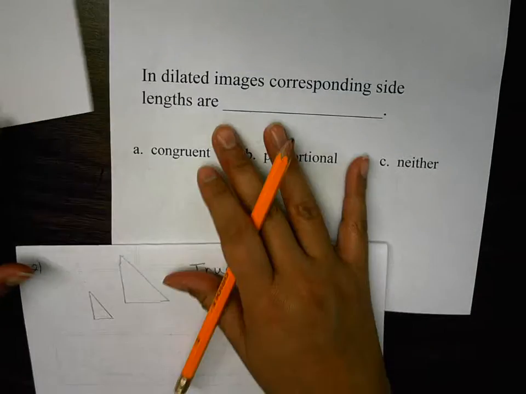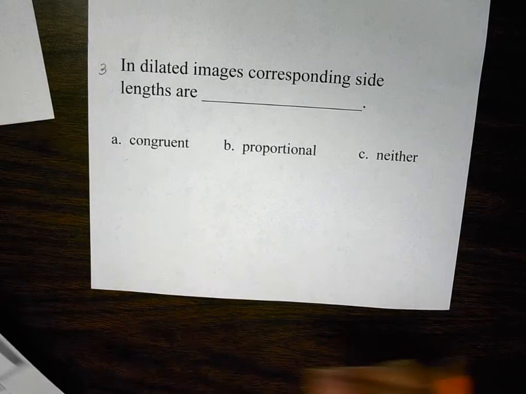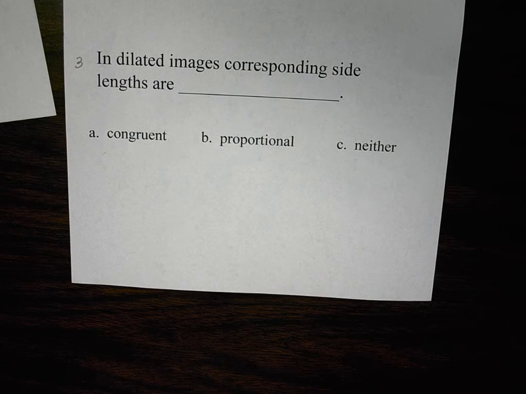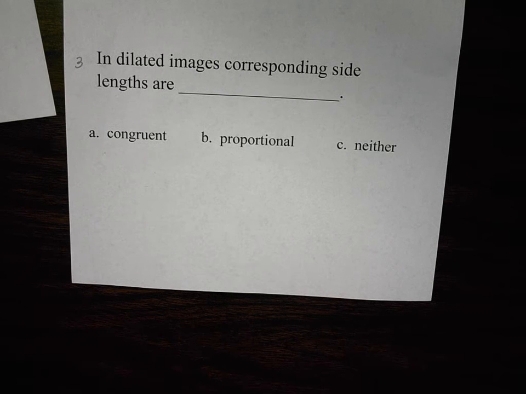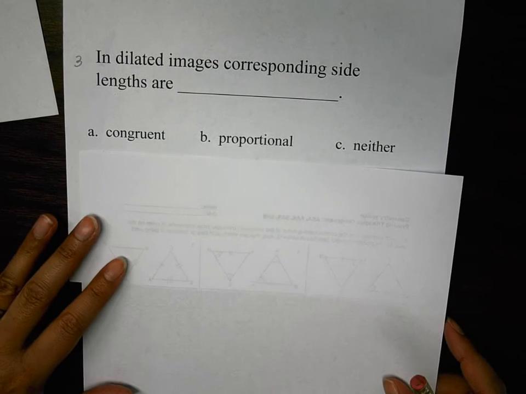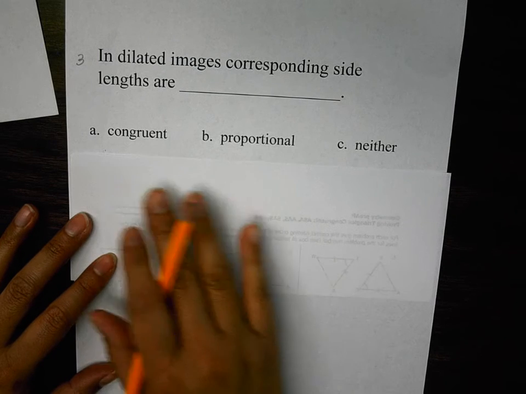Number 3. In dilated images, corresponding side lengths are blank. In dilated images, corresponding side lengths are congruent, proportional, or neither?